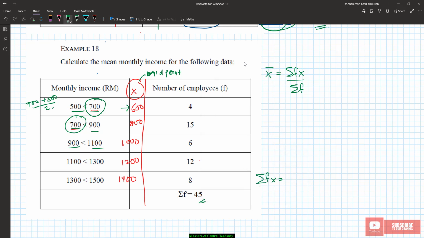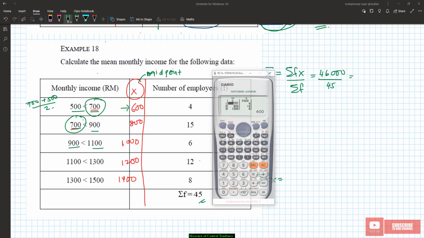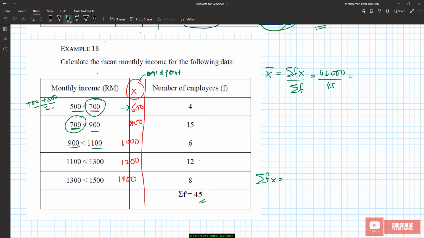So the value of fx is equal to 46,000 divided by 45, right? And then you need to click on Shift. Oh, it disappeared. So you press Shift 1 and find Variance, and then press 2 for mean. So you will get 1022.22. So this is how we calculate mean for grouped data.